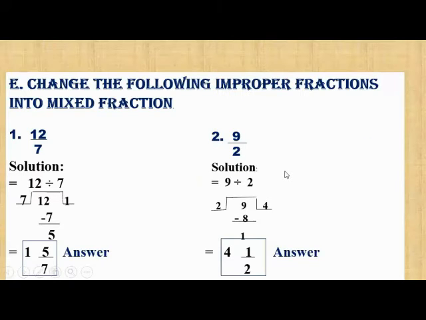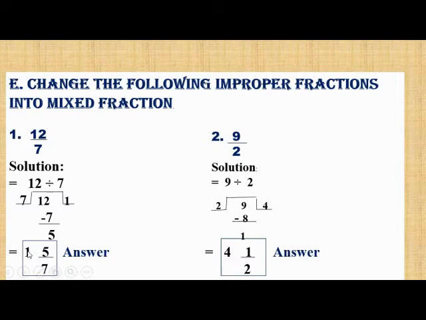Now move to another part, which is change the following improper fractions into mixed fractions. You have to convert the improper fraction into a mixed fraction. How can you convert it? By dividing the numerator by the denominator. How can you divide? 7 is the divisor, 12 is the dividend. Now 7 ones are 7. 12 minus 7 equals 5. So 1 is your quotient, which is the whole number, 5 is the remainder, which is the numerator, and 7, which is the divisor, is your denominator.